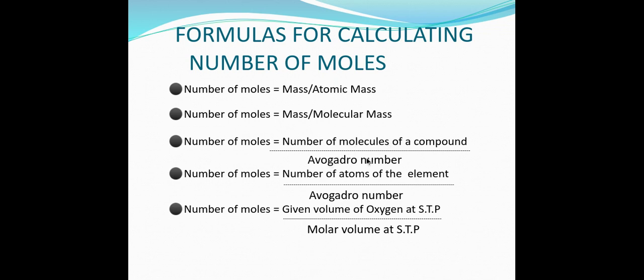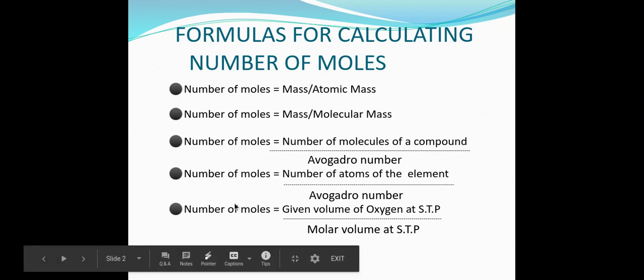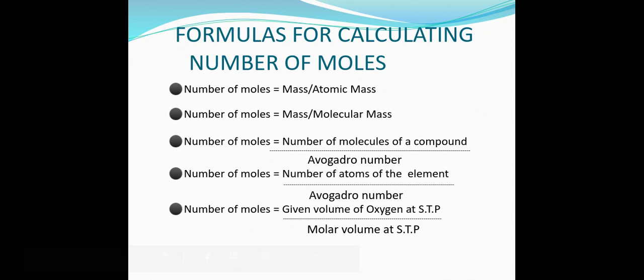I think you know the Avogadro number very well. The value of Avogadro number is 6.023 into 10 to the power of 23. The fourth formula is the number of moles is equal to number of atoms of the element by Avogadro number. The last one is number of moles is equal to given volume of oxygen at STP by molar volume at STP, that is 22.4 liters per mole.